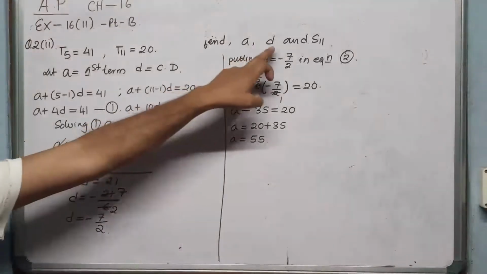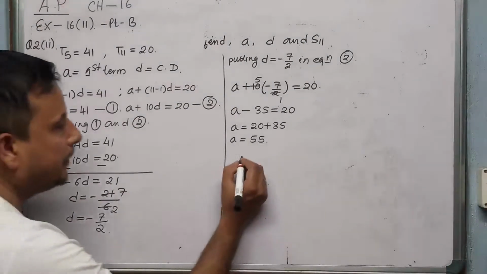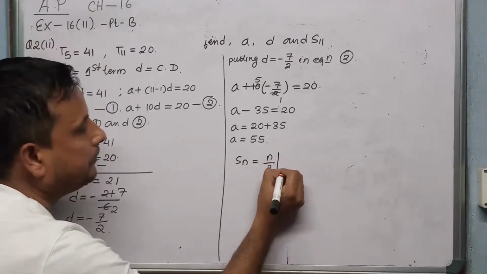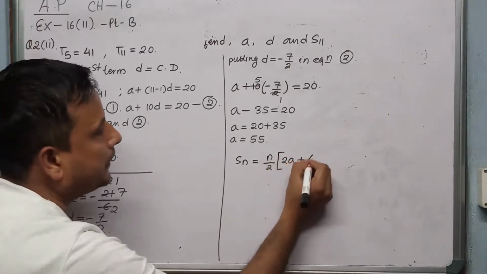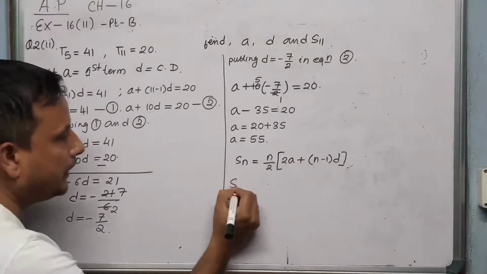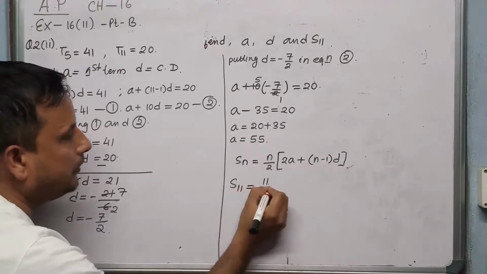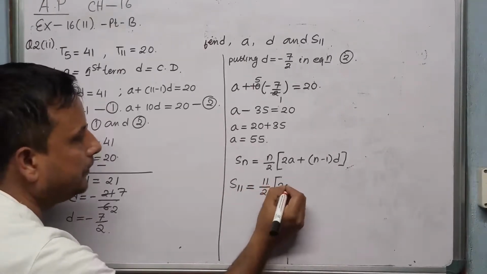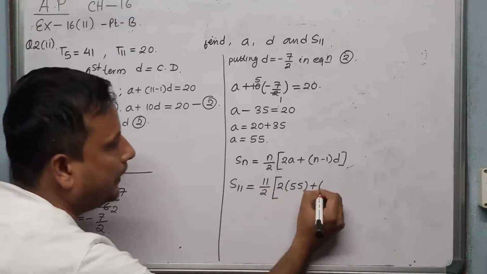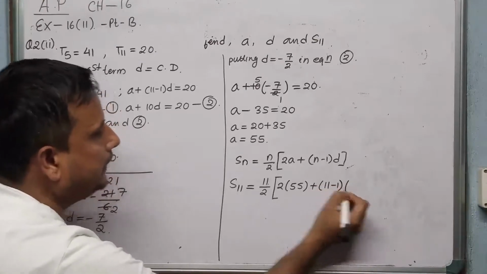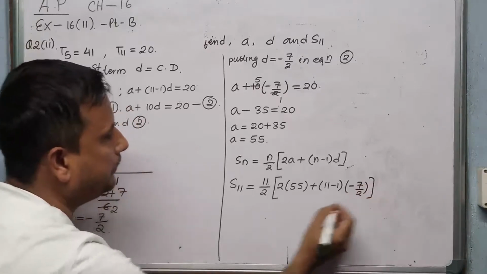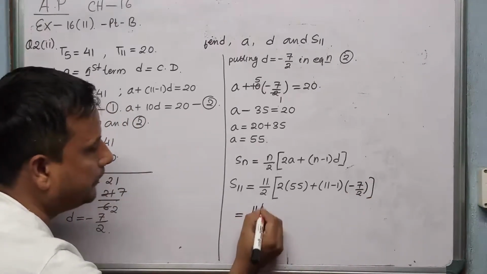Now after getting these two values, we'll calculate S11. S11 means the sum of the 11 terms, so we use the Sn formula: n by 2 into 2A plus n minus 1 into D. Now I'll substitute over here. S11 is 11 over 2 into 2 times 55 plus 11 minus 1, and the D is minus 7 over 2.